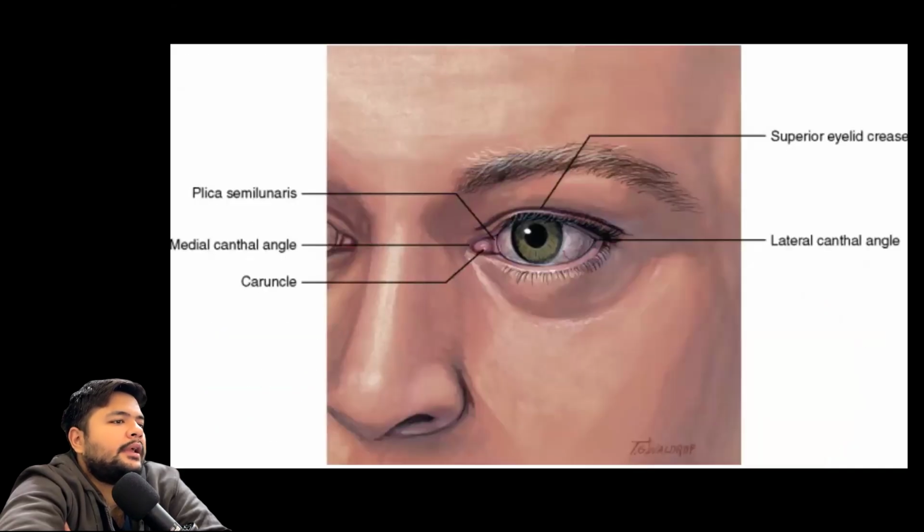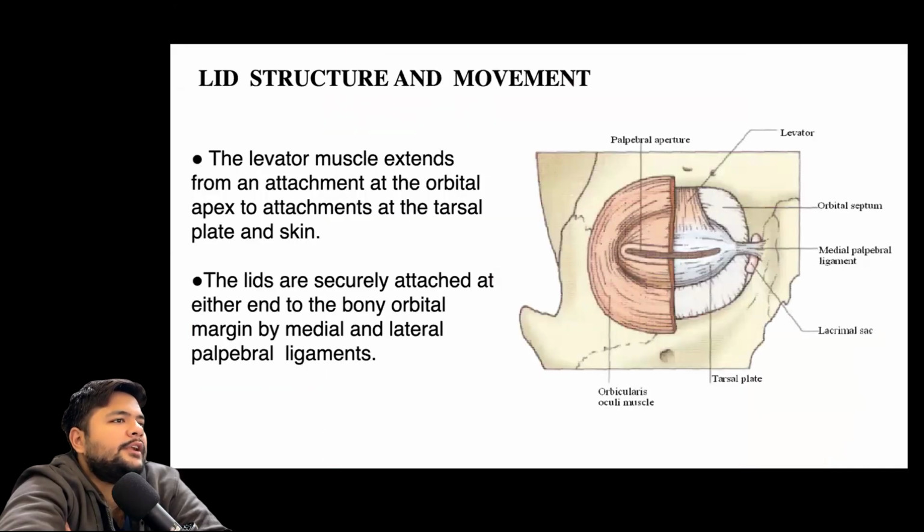So this is a diagram which clearly demonstrates the caruncle, medial canthal angle, plica semilunaris, superior eyelid crease, and lateral canthus angle. The lid structure and movement. This diagram is very important for representation in the exams. The levator muscle extends from an attachment at the orbit apex to attachments at the tarsal plate and skin. The lids are securely attached at either end to the bony orbital margin by the medial and lateral palpebral ligaments.